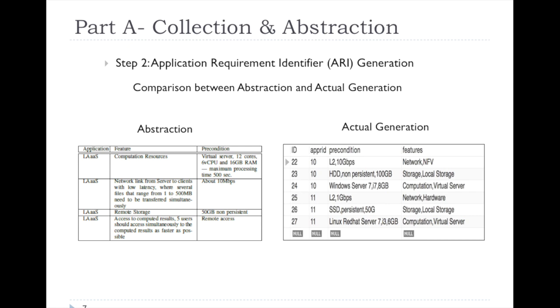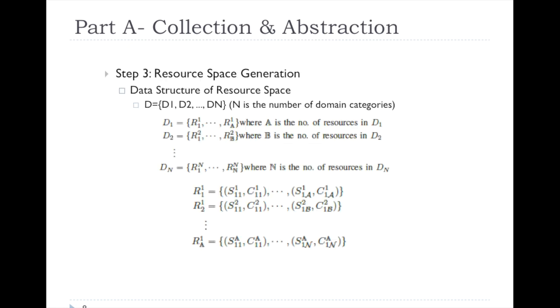So we generated this as a layer 2, 10 Gbps speed for a precondition, and we uniquely identified this application RID as 10, and the features would be a network and an NFV. So we create ARIs in this similar fashion.